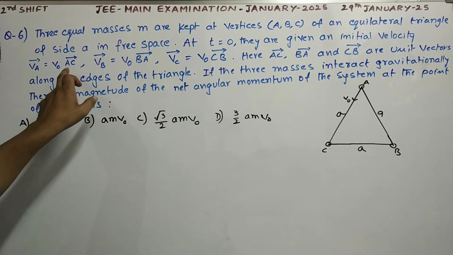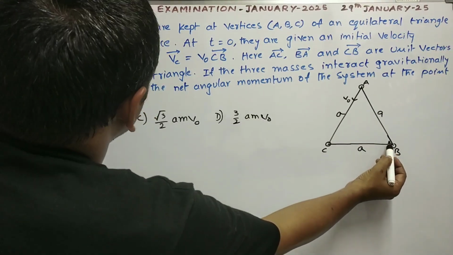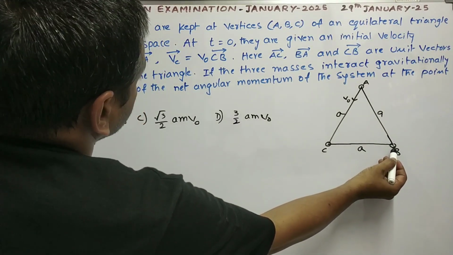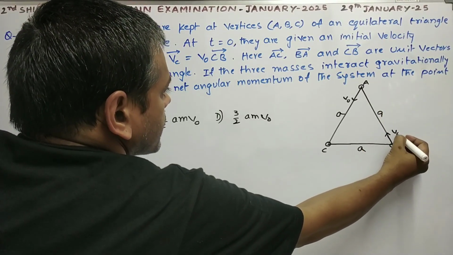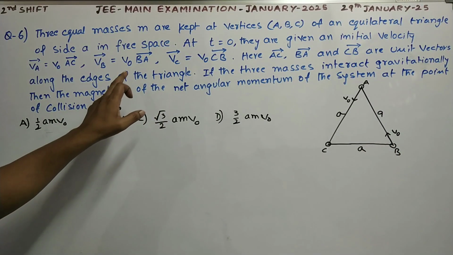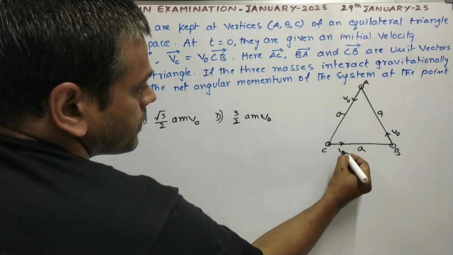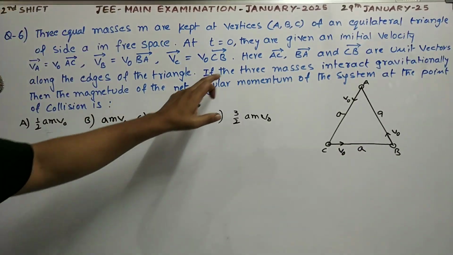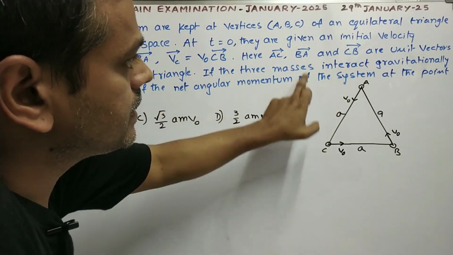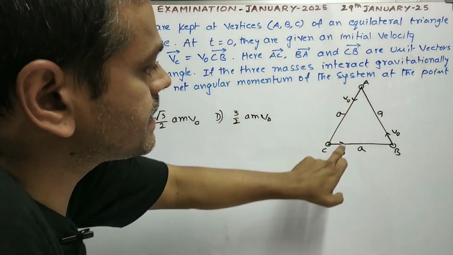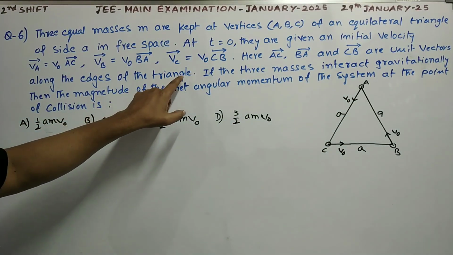Similarly, VB is equal to V naught into BA bar, along this side, at time t is equal to 0. And VC is equal to V naught into CB bar. Here AC bar, BA bar, and CB bar are unit vectors along the edges of the triangle.